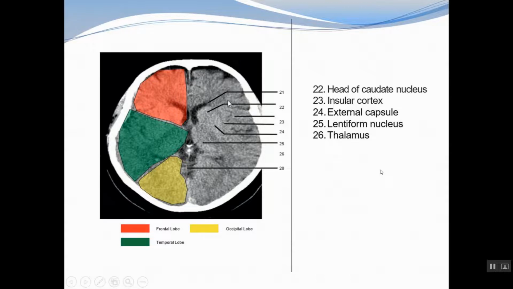Here, this is the head of the caudate nucleus. This is the insular cortex. This is the external capsule. This is the lentiform nucleus, and this is the thalamus.